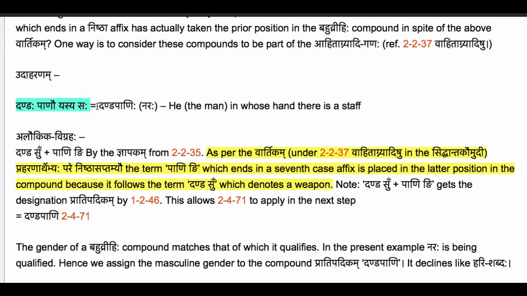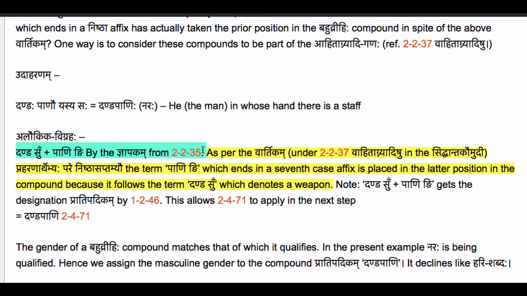Example is Dandaha panau yasya saha equals Dandapani naraha, meaning he, the man, in whose hand there is a staff or a stick or a club. The alaukika vigraha is danda su prathama ekavachanam plus pani ni saptami ekavachanam. Now, which sutram may we use to justify this compound? We cannot use 2-2-24 anekamanyapadarthe because that sutram requires that every padam entering into the compound should end in a nominative case. Here we have pani ni, which is ending in the seventh case. So we cannot use 2-2-24.